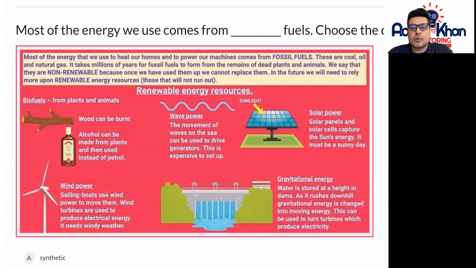Wind power. So sailing boats use wind power to move them. Wind turbines are used to produce electrical energy, and it needs windy weather. So when the wind blows the windmill itself then creates energy.